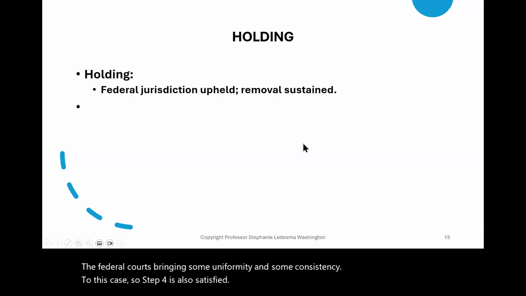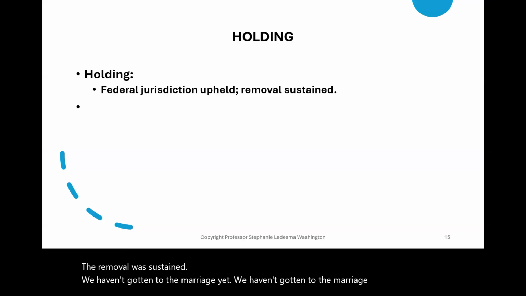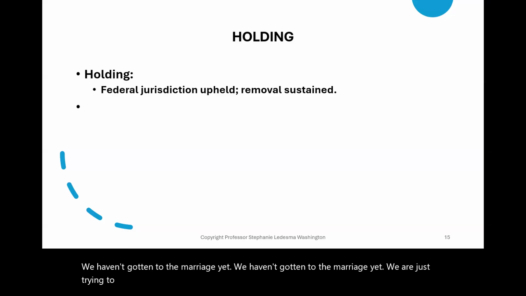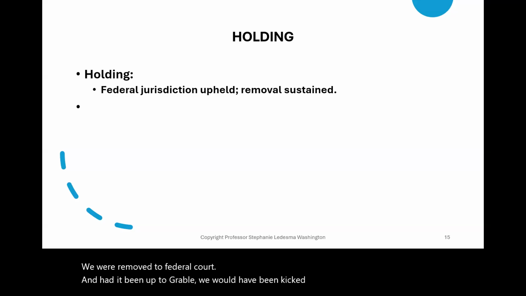What's our holding? Federal jurisdiction was upheld. The removal was sustained. We haven't gotten to the merits yet. We are just trying to get into federal court and not get kicked out. We started in state court. We were removed to federal court. And had it been up to Grable, we would have been kicked out of federal court back to state court.